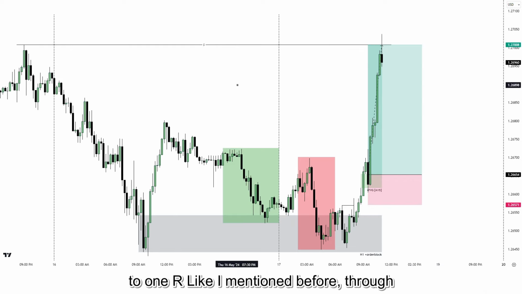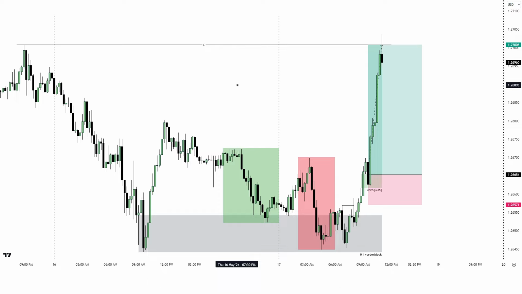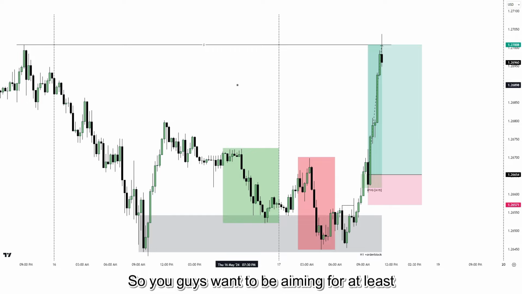Like I mentioned before, through my experience, I've noticed that this model is very, very good when it comes to catching big moves inside of the marketplace. So you guys want to be aiming for at least a 3-to-1 R. Let's get into our next trade idea.